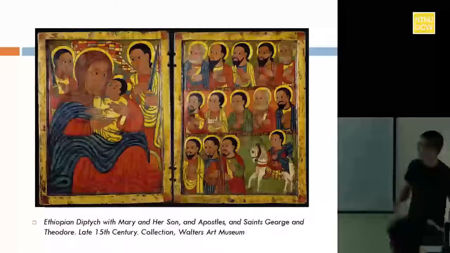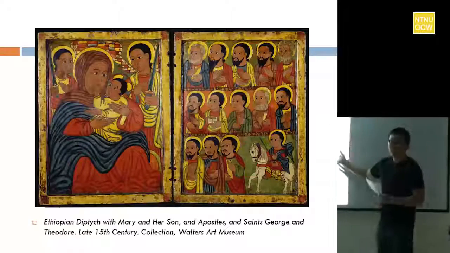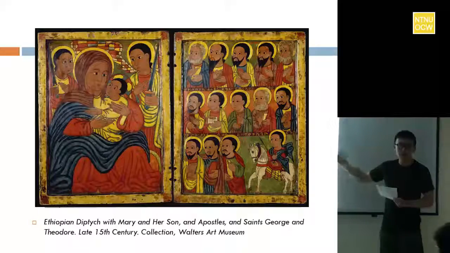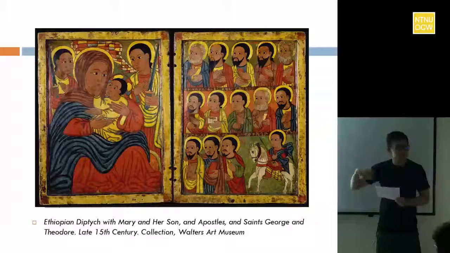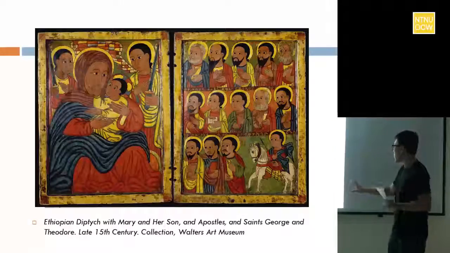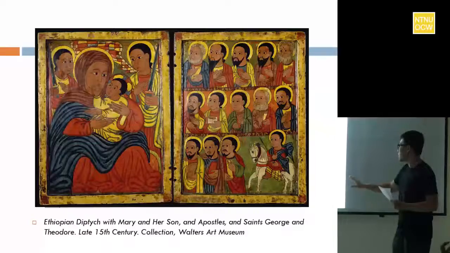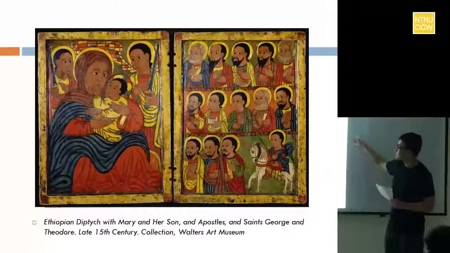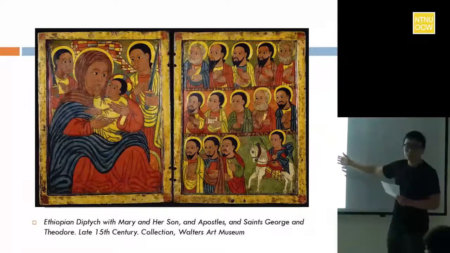Okay. And I would also like to give you an example which is painted with tempera paints. So this picture was actually painted in the 15th century. So this is the painting which was painted with tempera paints.